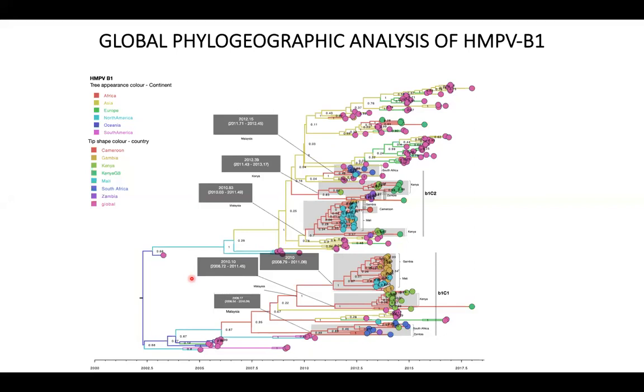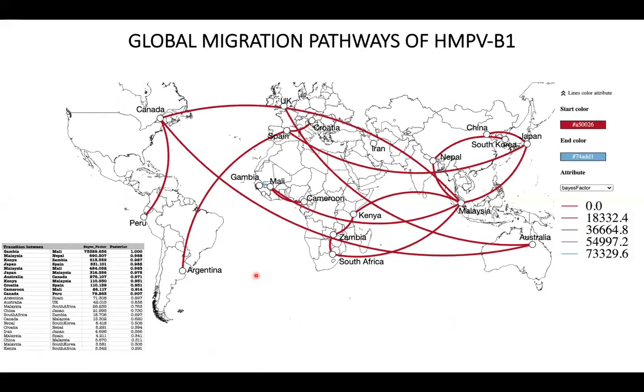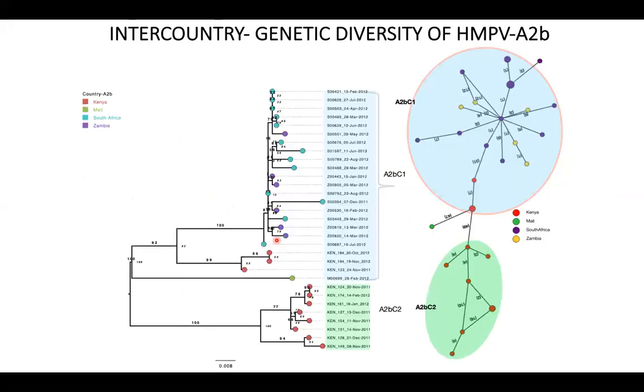On the global scale, we also reconstructed the dispersal patterns. The lines indicate connections between the countries, and the color red to blue shows the relative strength of connection. Still, strong connection between Gambia and Mali was inferred. So we did similar analysis for the rest of the groups. In this slide, I'll just show you a snapshot for the different genetic groups.